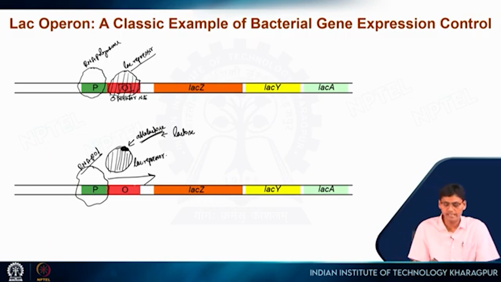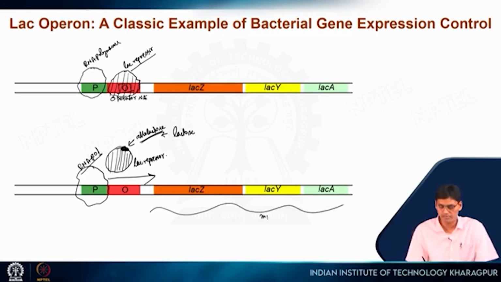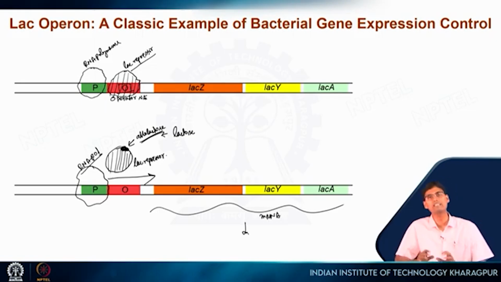So as a result of that, again the transcription will be happening here and you will get mRNA, and finally you will get protein required for lactose metabolism. So I just mentioned in presence and absence of lactose how it behaves, right? Now this is a very simplistic view of lac operon, but there are some more complexities there. I would like to mention that.